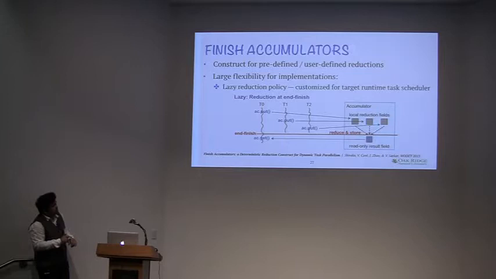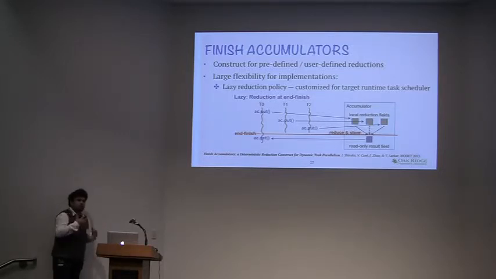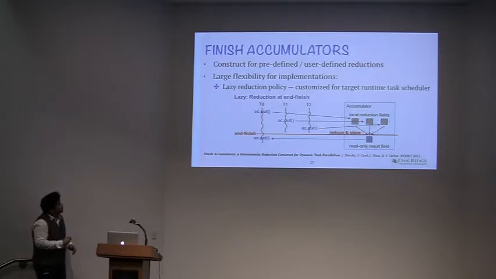And there's a lazy reduction where we have values in different small containers, and your reduction only happens when you call the get. So it's better performance that way, so you're not accumulating every time, you're accumulating only once you need it.